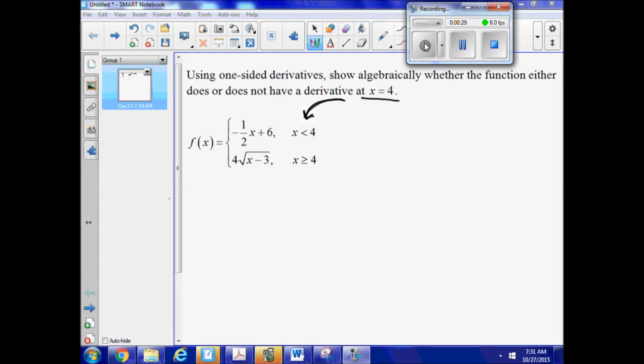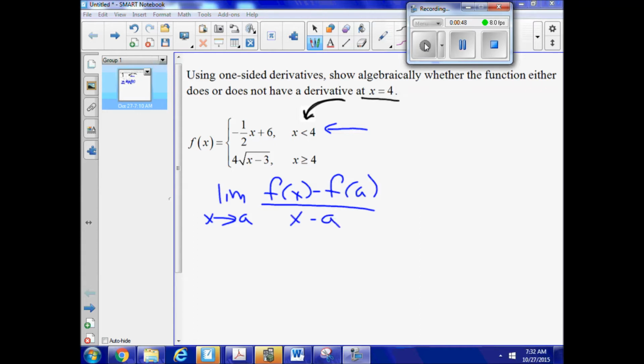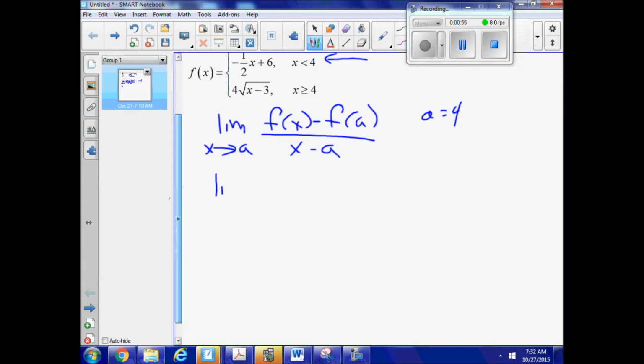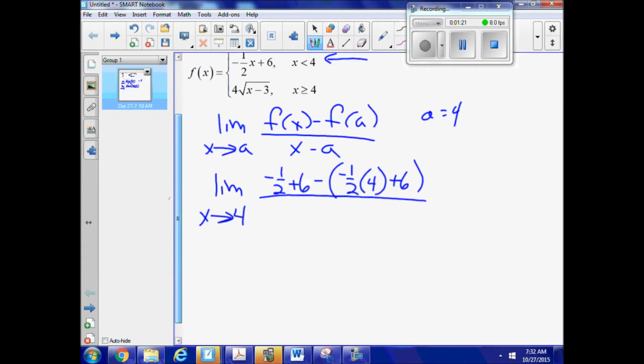So I know that to find the derivative of this, I'm going to use the alternate form. So I would have the limit as x approaches a of f of x minus f of a divided by x minus a. And I know that I'm looking for a equal to 4. So I'm going to set this up as the limit as x approaches 4 of f of x, which is negative 1/2 x plus 6, minus f of 4, which would be, put in parentheses, negative 1/2 times 4 plus 6, divided by x minus 4.